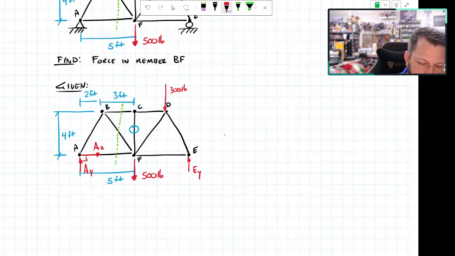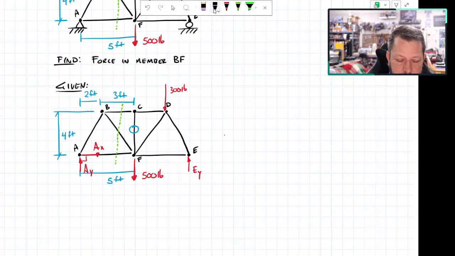It's not always true. It could be that the 300 pounds up there is at an angle and now it has an X component.